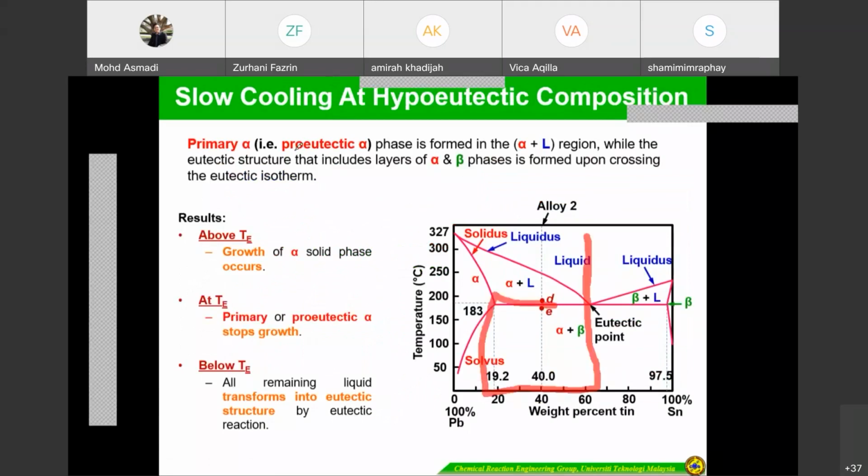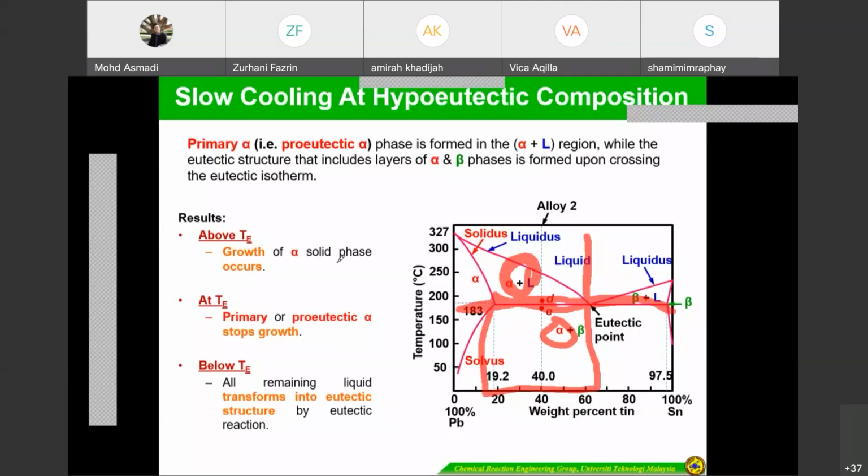Okay. Primary alpha or pro-eutectic alpha phase is formed in the alpha plus L region, while the eutectic structure that includes layers of alpha and beta phase is formed upon crossing the eutectic isotherm, meaning this side and also this side. This one we call hypoeutectic. Okay, you have to know. Above TE, this one TE, we call it the eutectic line, eutectic point, above this TE.